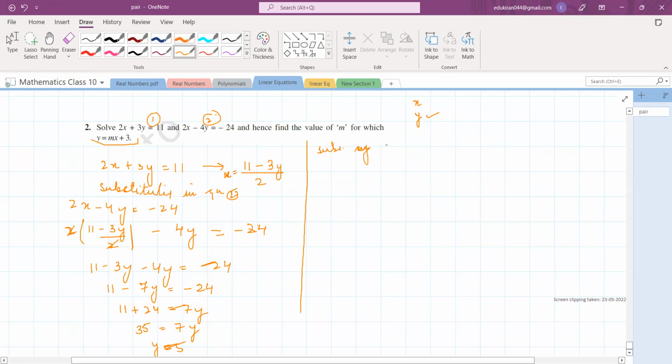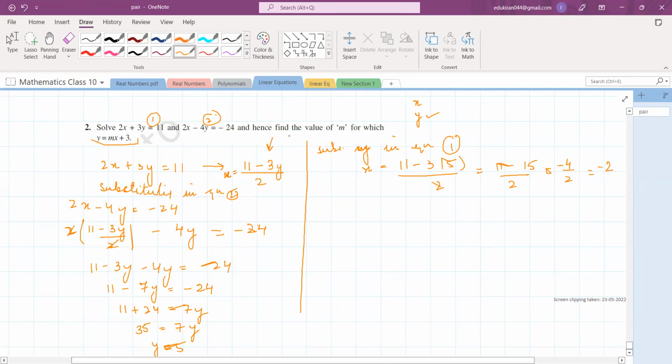Okay. Now substitute this value of y in equation 1. So this is actually our equation 1. So directly x is equal to 11 minus 3 into 5 divided by 2. So this is 11 minus 15 divided by 2. So this will be how much? Minus 4 divided by 2. Am I correct? And this will be minus 2, right? Okay. So you have y is equal to 5, x is equal to minus 2, right?